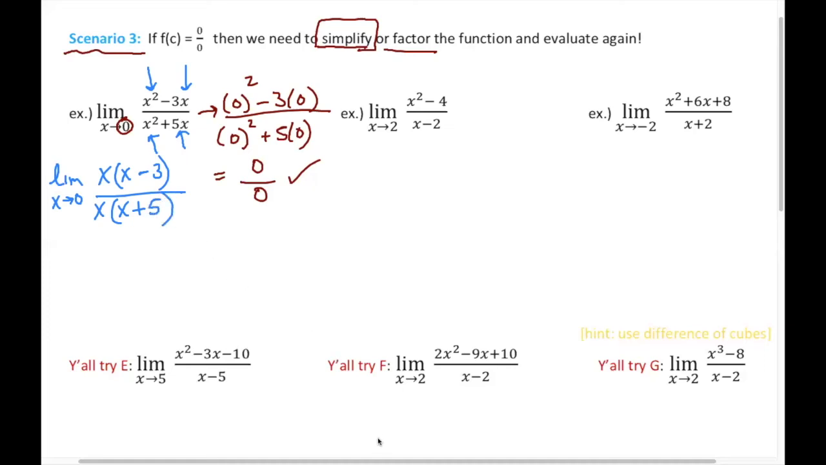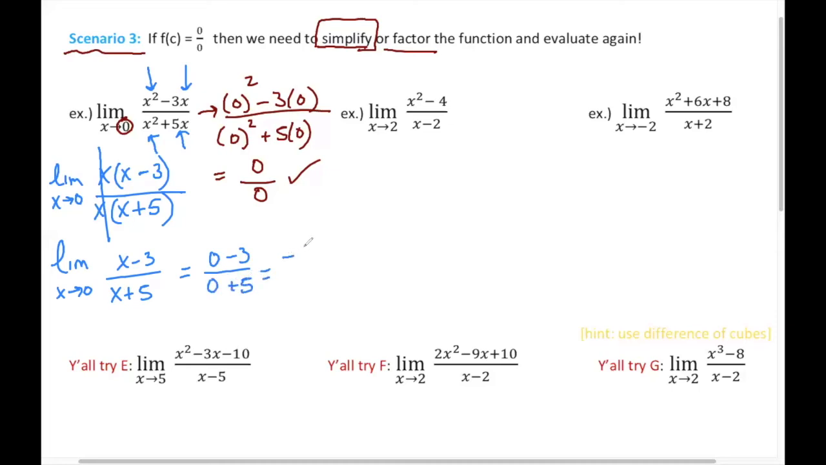Now, look what happens here. This is pretty cool. These x's cancel out. So you're just left with the limit as x approaches 0 of x minus 3 over x plus 5. Now, when you plug in the 0 for the limit, you're not going to get division by 0 undefined. You're going to get a finite answer. So let's do that. Substituting in 0 for x, you have 0 minus 3 over 0 plus 5, excuse me.